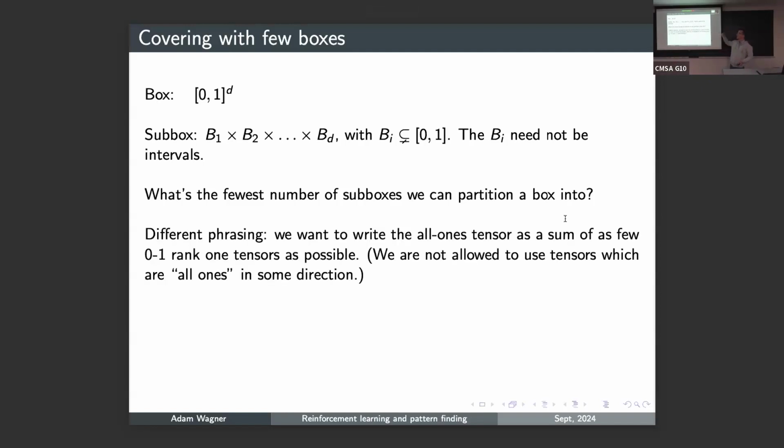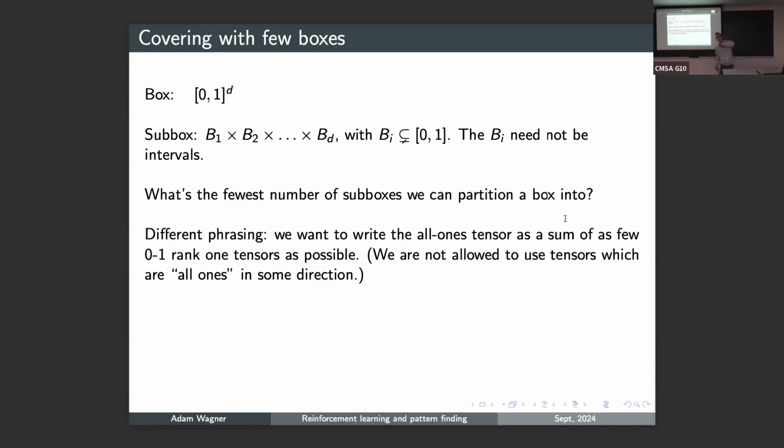This has an equivalent phrasing in terms of tensors. You want to start with the all-ones tensor of dimension d, with some big side length, and you want to write it as a sum of as few rank 1 tensors consisting of zeros and ones as possible. So what's the smallest number we can get away with? Does anyone have a guess, maybe? What would be a good construction here?